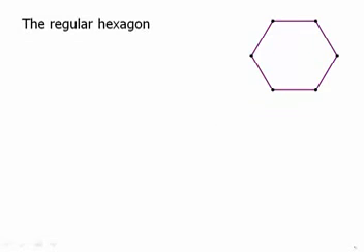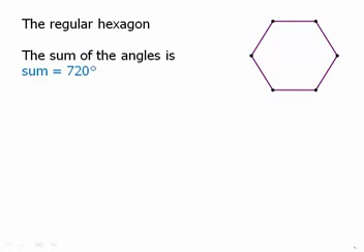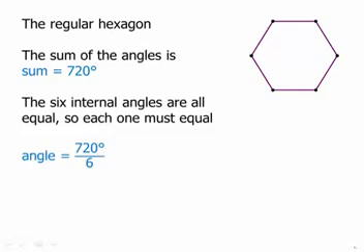The regular hexagon. The sum of the angles here is 720. Well, to find the individual angles, we'll divide 720 by 6. We get 120. Now that's an interesting number because 120 is the supplement of a 60-degree angle. So that's good to know that a 60-degree angle, say a little equilateral triangle, would fit neatly into any one of those exterior angles.